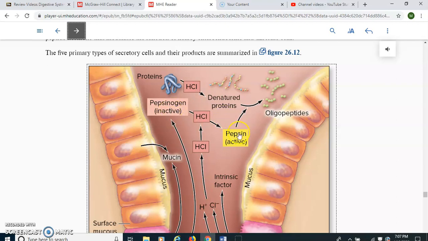So once it does that, now we have this active enzyme called pepsin, and it can take a lot of the proteins that are in the stomach and break the little chemical bonds between those individual amino acids, producing smaller chains of amino acids. So that's an enzyme responsible for chemical digestion, in this case of proteins in the stomach.